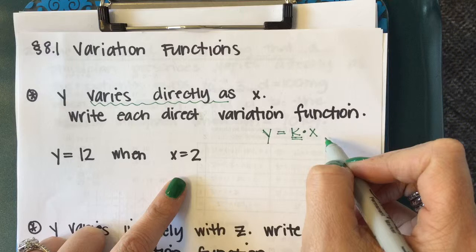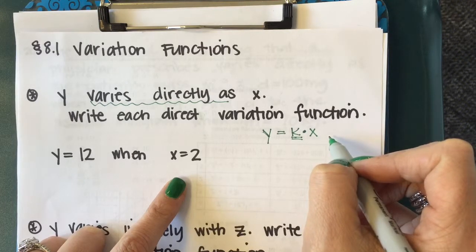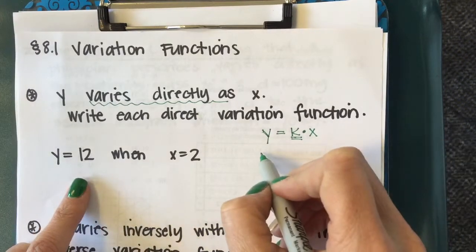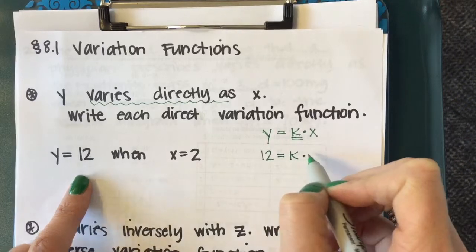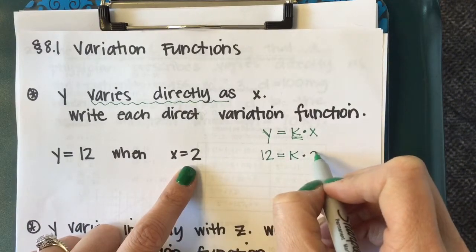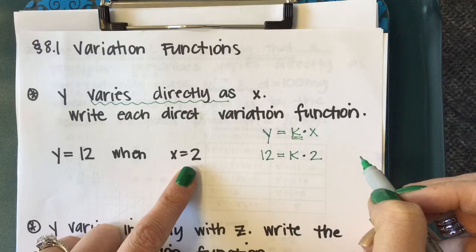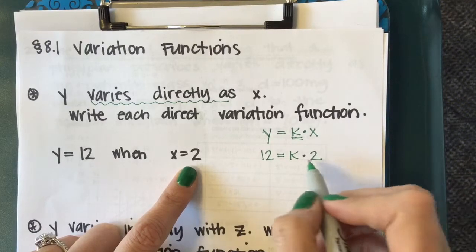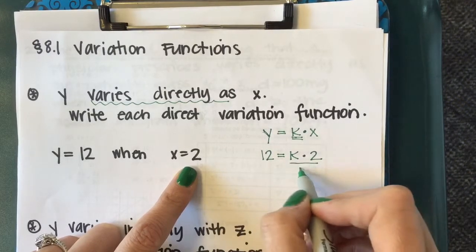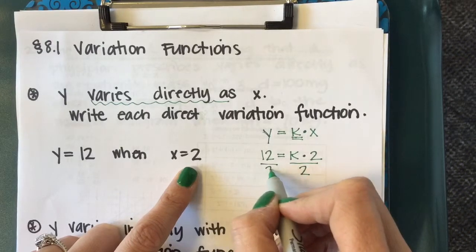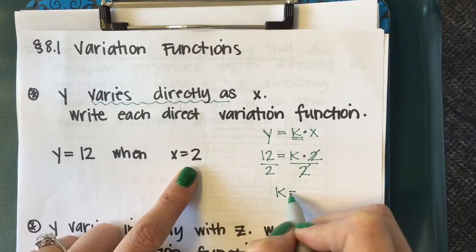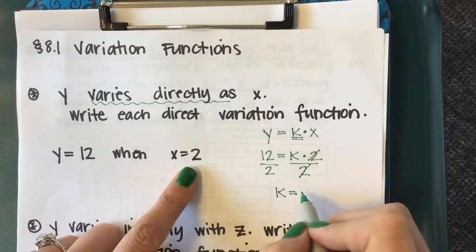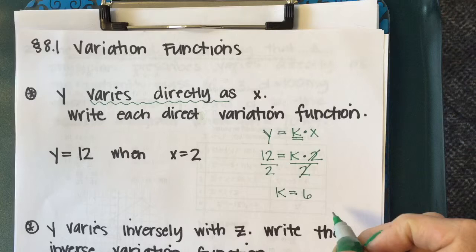It's kind of like when you wrote equations of lines and you solved for b, and then you plugged it back in to get the equation of a line. So we're going to put 12 in for y equals k times, plug 2 in for x. We're trying to solve for k, the constant of variation. So to get rid of the 2, we're going to divide both sides by 2, divide the 12 by 2, those cancel, and k is equal to 12 divided by 2, which is 6.